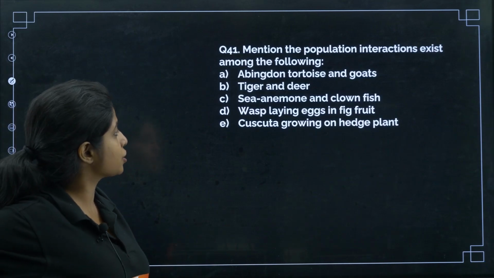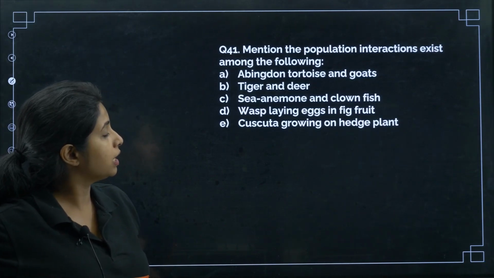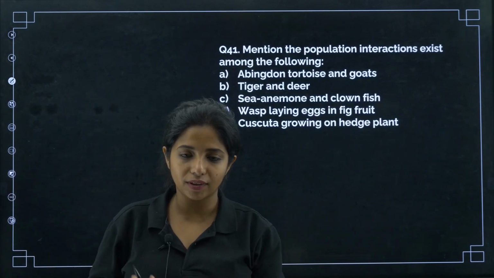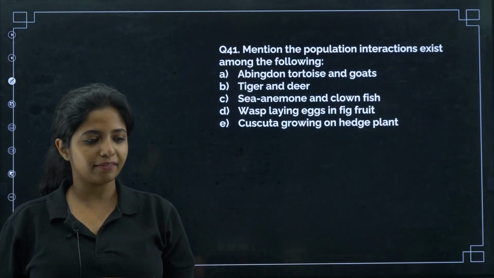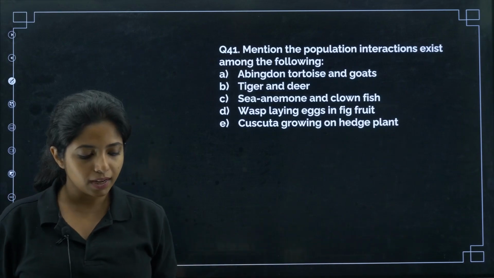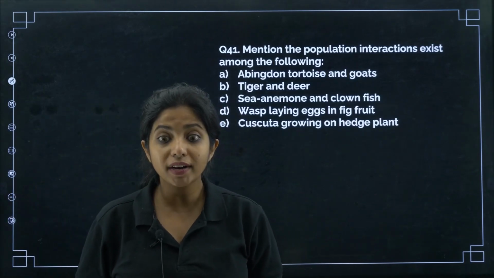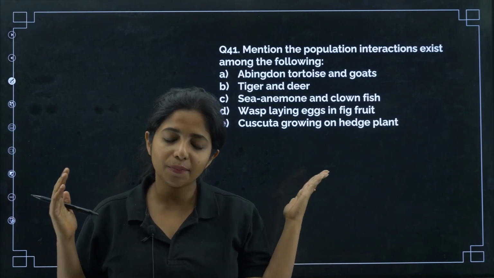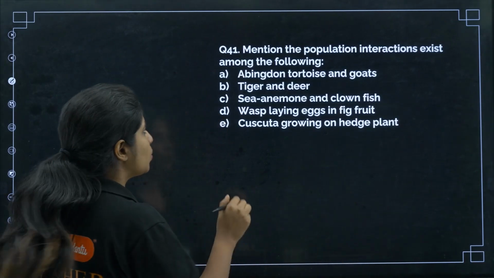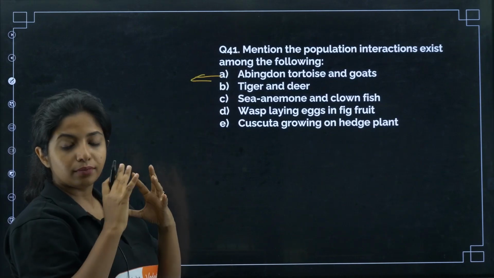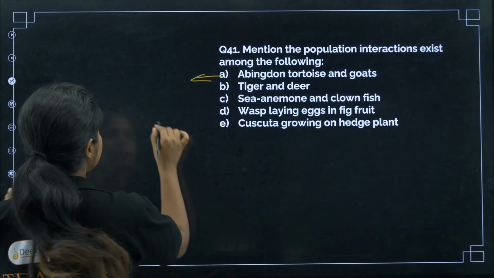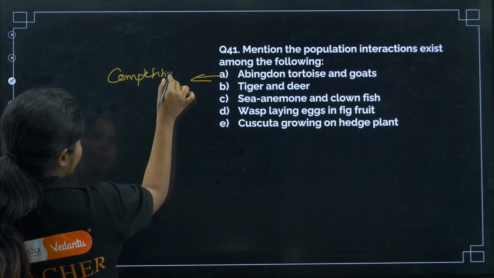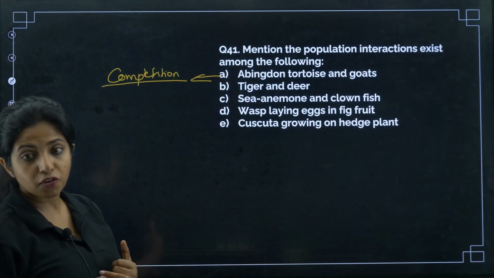Now, 41st question. Mention the population interaction that exists among the following: abundant tortoise and goats. So, you know what? Abundant tortoise were eating the grass and everything. Then goat came. Goat said that, hey, I also want grass. Please move aside a bit. And the goat started eating the grass. But what happened was that the goat was the only one that ate the grass. The abundant tortoise didn't have grass to eat, which is why they moved out of it. They completely showed something that is known as competitive exclusion. So this is an example of competition, my dear children.